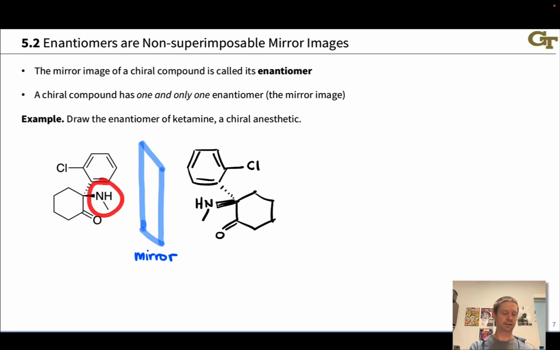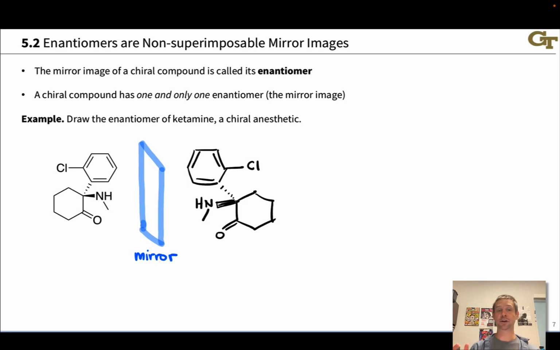This nitrogen, relatively close to the mirror. And so it's going to be relatively close to the mirror in the mirror image, and likewise. And so if need be, pause the video and make sure you can verify how this reflection was done. And if you need to, check out the linked video on the topology of reflection as well.